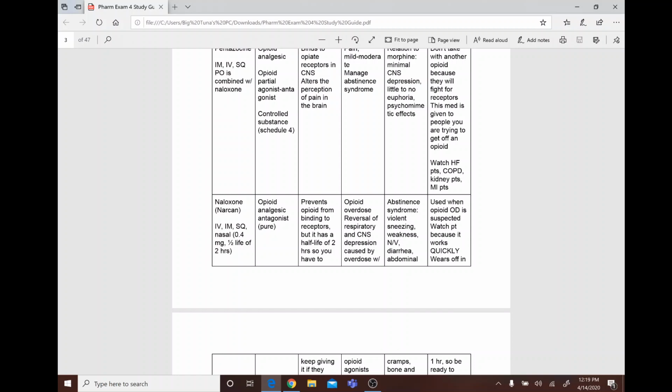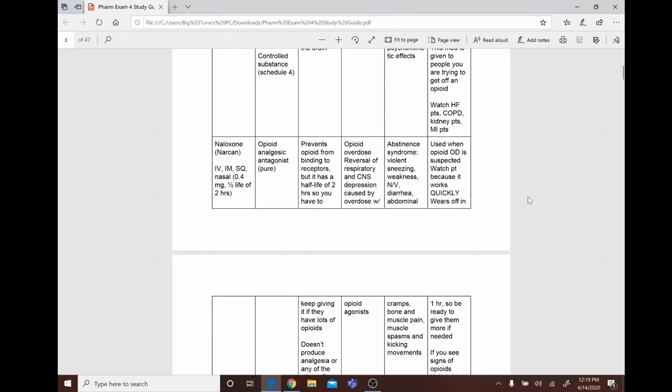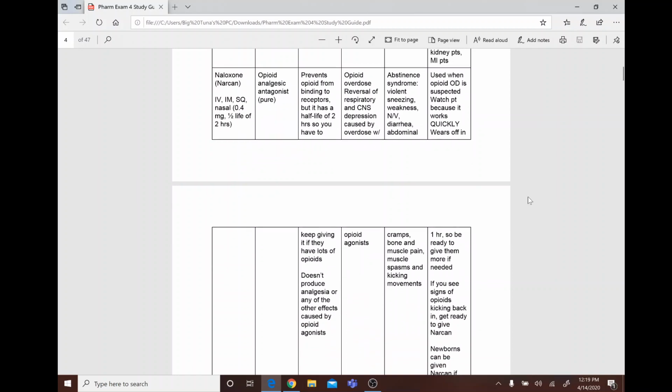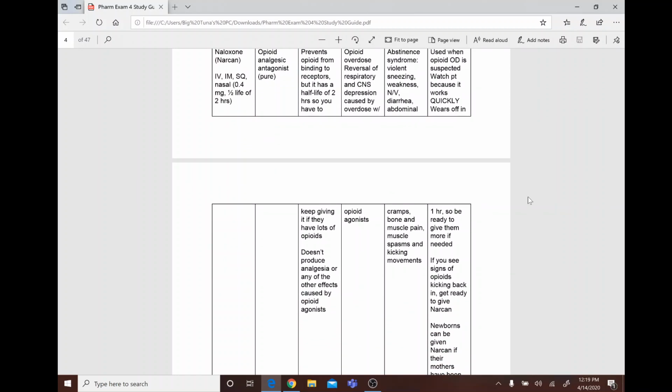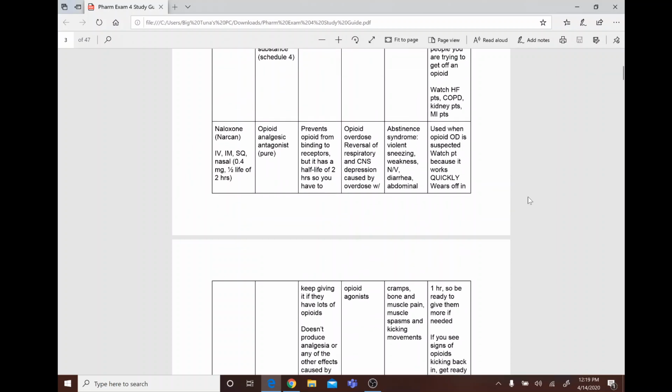Naloxone's therapeutic class is opioid analgesic, and naloxone's pharmacologic class is opioid antagonist, pure. Naloxone's action is to prevent opioid from binding to receptors, but it has a half-life of 2 hours, so you have to keep giving it if they have lots of opioids. It also doesn't produce analgesia or any of the other effects caused by opioid agonists.